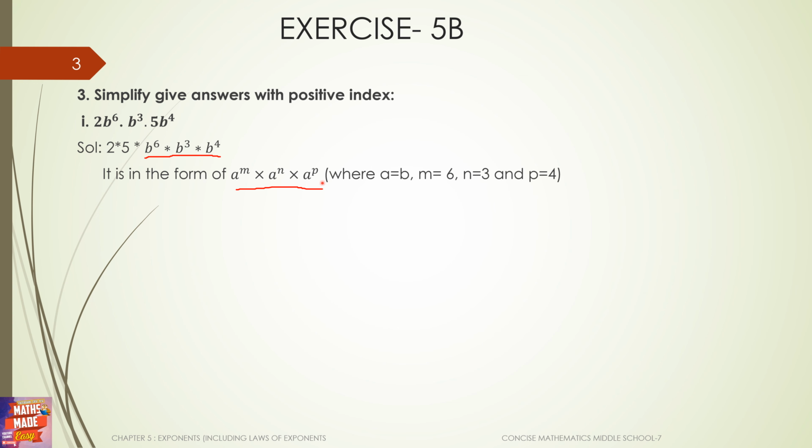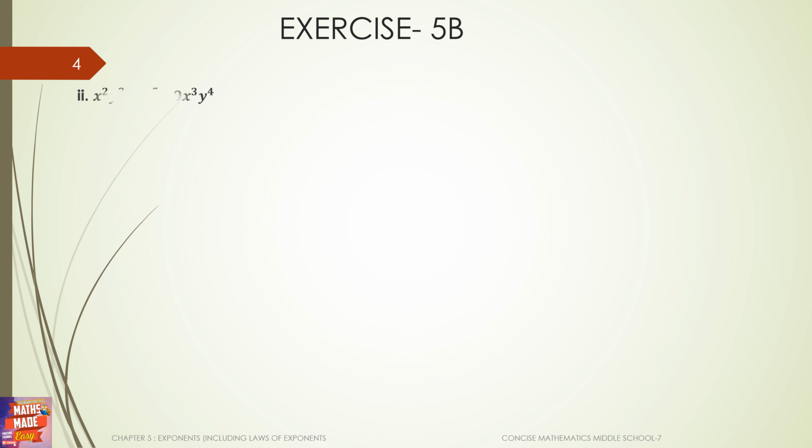So we all know the formula for this. It is nothing but a to the power of m plus n plus p. So 5 twos is 10. That's why I'm writing 10 into what is a? It is b. What is m plus n plus p? m is 6, n is 3 and p is 4. So 6 plus 3 plus 4 will be 13. So 10 into b to the power of 13. This is the way to apply the formula. I hope it's clear. Let's move on to the second one.